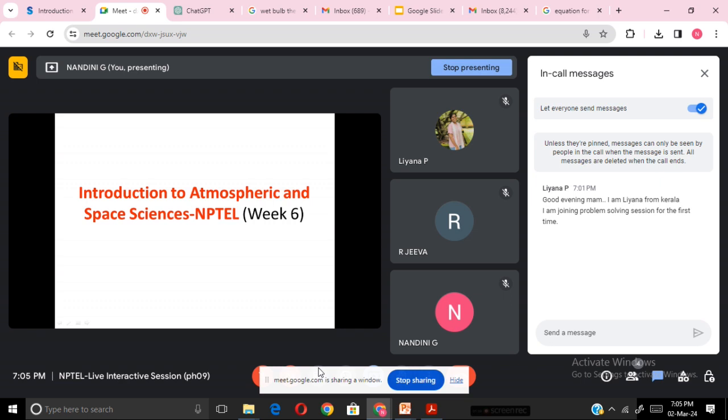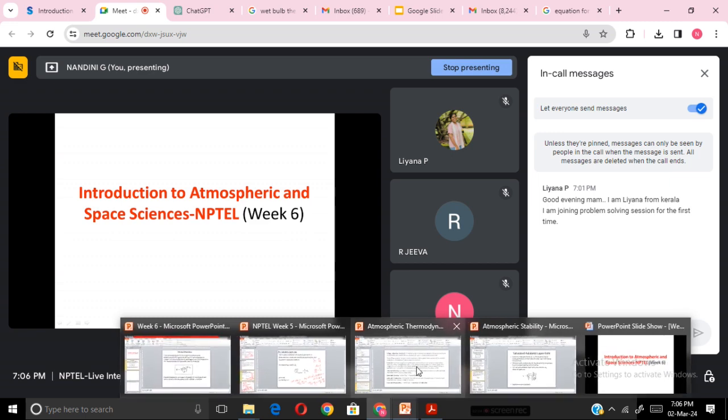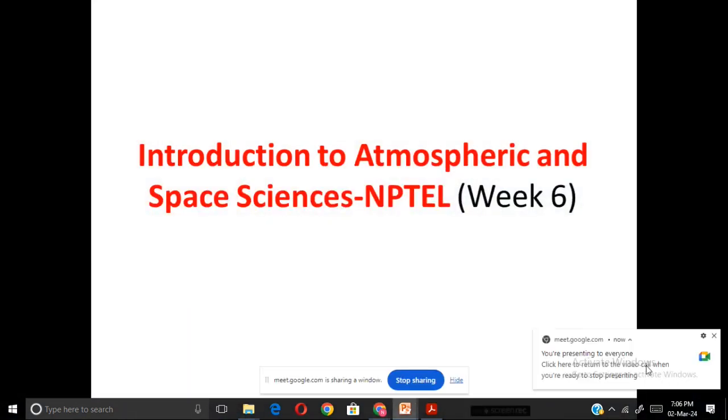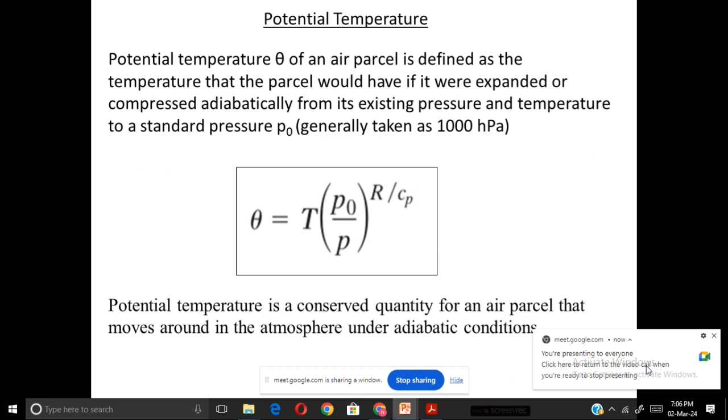So today is week 6 of the live interactive session. Last class we started the session on atmospheric thermodynamics, and we were talking about lapse rate, the first law of thermodynamics, and all those things. Today we will continue that atmospheric thermodynamics portion as well. We will start with what is known as the potential temperature.